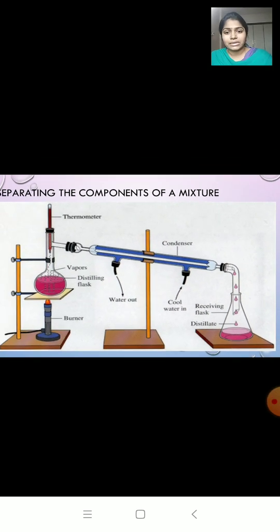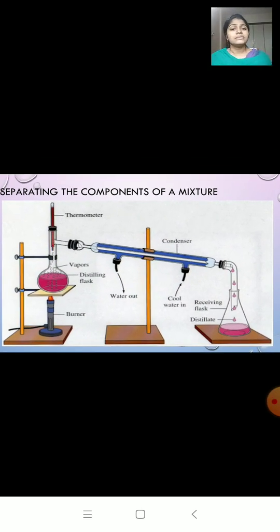Is it clear? So once the whole acetone distills out or separates out, we can remove the beaker and you can place a new beaker to collect the water. So now again, in the flask we have only water. So start heating the flask strongly.